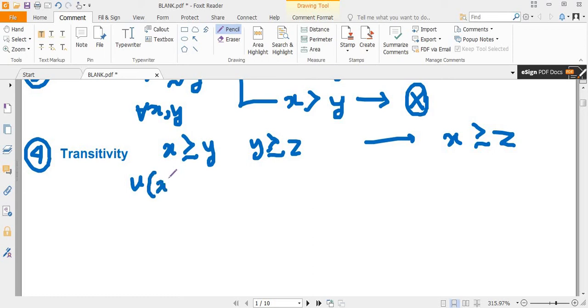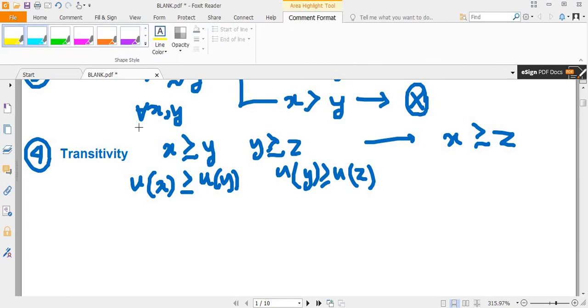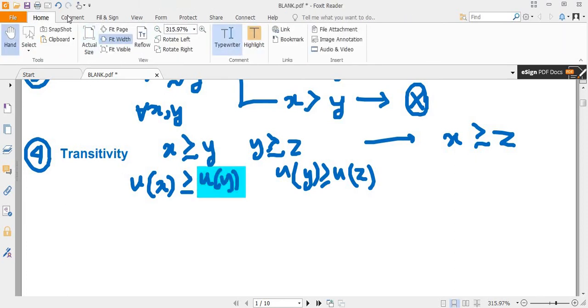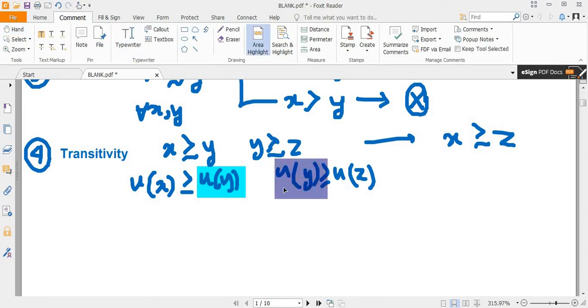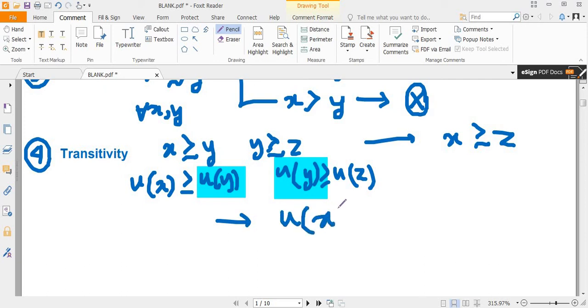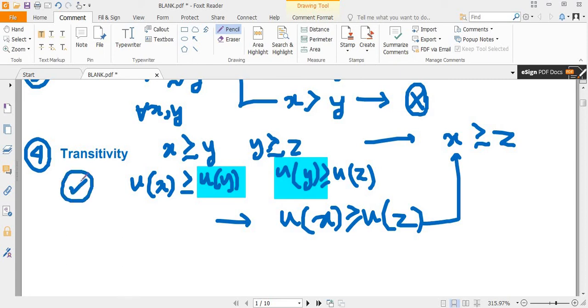If x is weakly preferred to y, I can say utility of x is greater than or equal to utility of y, and if y is weakly preferred to z, I can say the utility derived from the commodity bundle y is greater than or equal to the utility derived from the commodity bundle z. Now, if I compare these two relationships, the utility of y is common in both expressions, so I can use it as a connecting point and say that the utility derived from the commodity bundle x is greater than or equal to the utility derived from the commodity bundle z, which implies that x is weakly preferred to z. Hence, the transitivity property holds in this case.